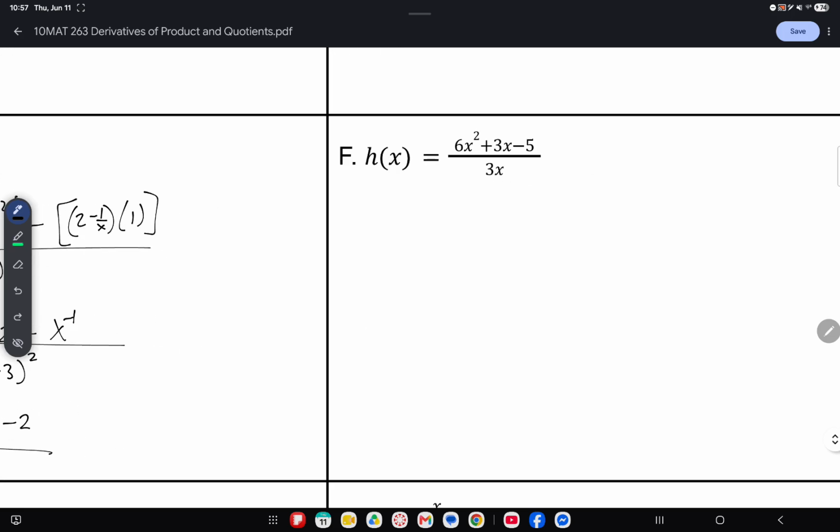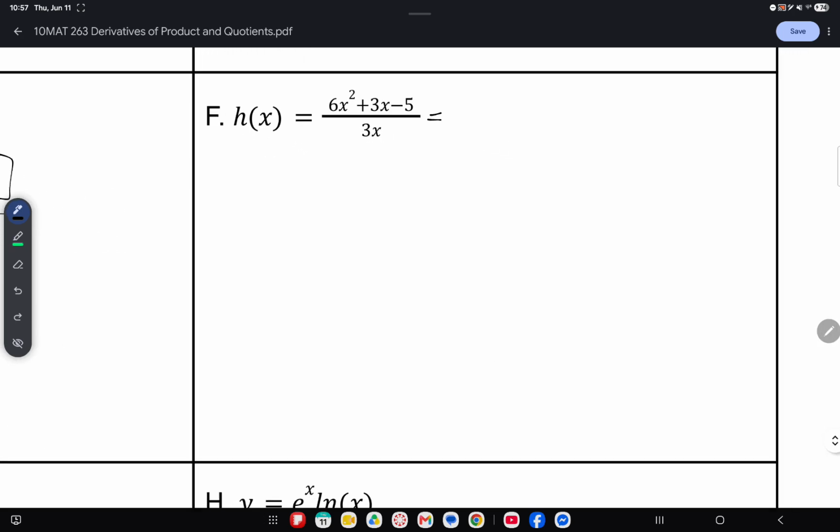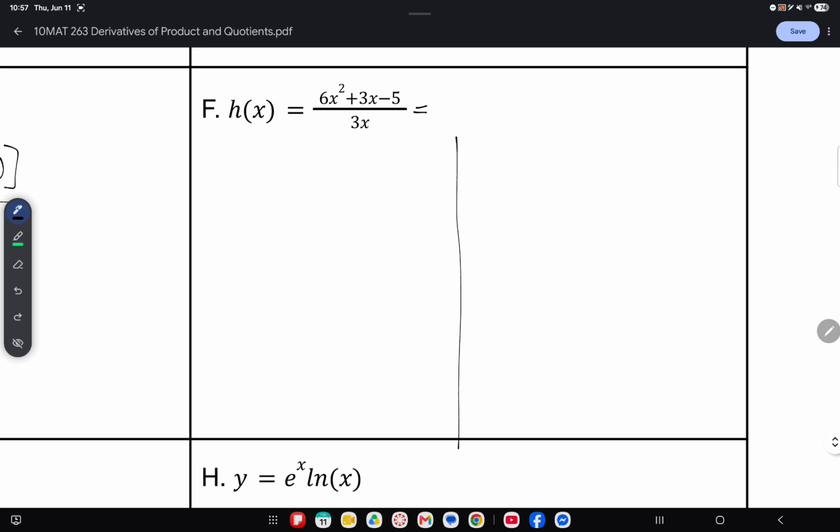So here's another one where maybe we can get out of doing the quotient rule by simplifying. I'm going to do both just for the fun of it. So I'll separate it here. Let's simplify. 6x squared over 3x is 2x. 3x over 3x is 1. And then we'll make that a 5/3 x to the -1. So if I do just the derivative of that, I get 2, and well 0, and then plus 5/3 x to the -2, right?